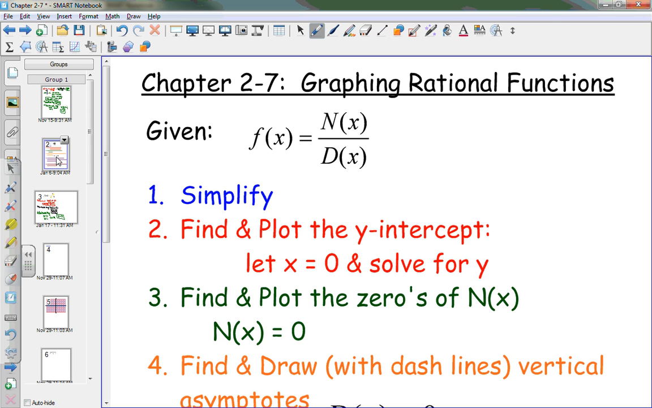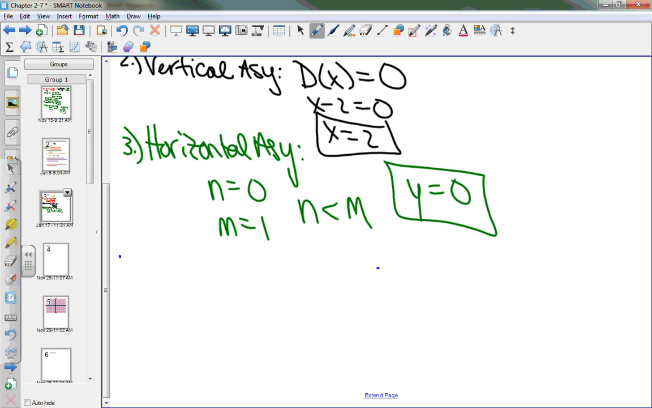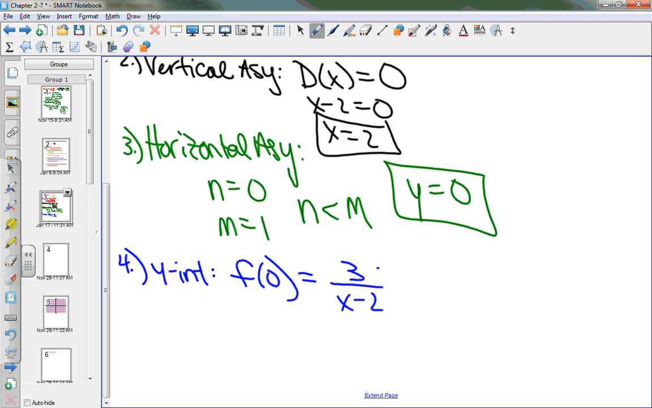Number 2 says to do what? Find and plot the y-intercept. By definition, the y-intercept is the point on the graph where it crosses the y-axis. If it's crossing the y-axis, what does x have to be? It has to be 0. So I come back over here and I'm going to find my y-intercept. That means I'm doing f at 0. My function is 3 over x minus 2. So every place I see an x, what am I plugging in? I'm plugging in a 0, so that's 0 minus 2, which gives me negative 3 over 2.